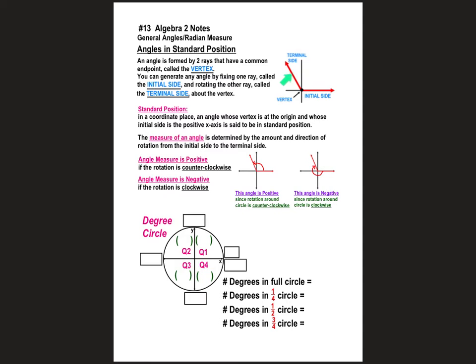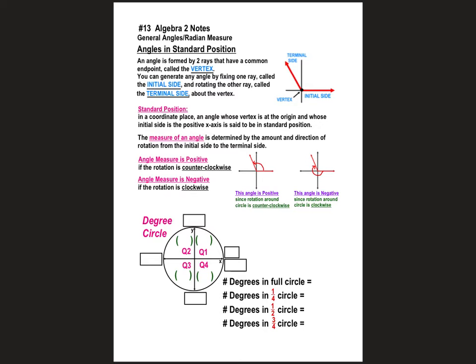So where do we end up? On our terminal side. When we have our angles in standard position, this is on a coordinate plane. There's a small little typo here, so just make sure you change that to coordinate plane. And we're talking about an angle whose vertex is at the origin and the initial side is the positive x-axis. So we've talked about this earlier.